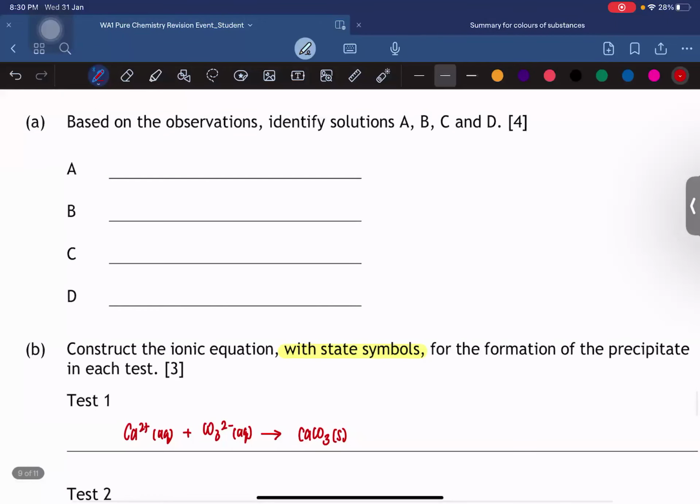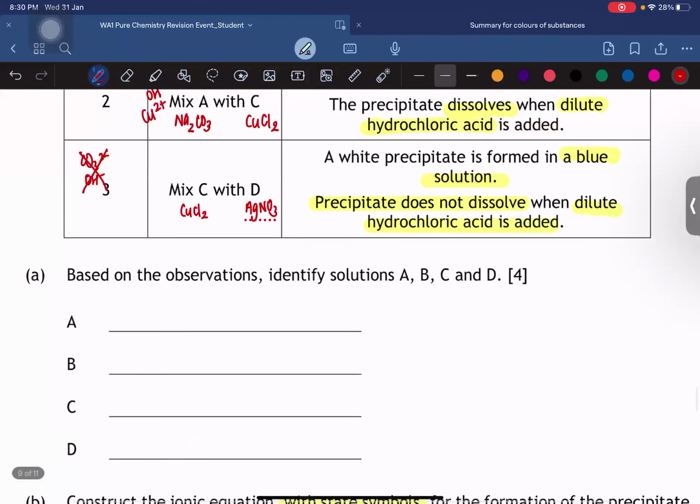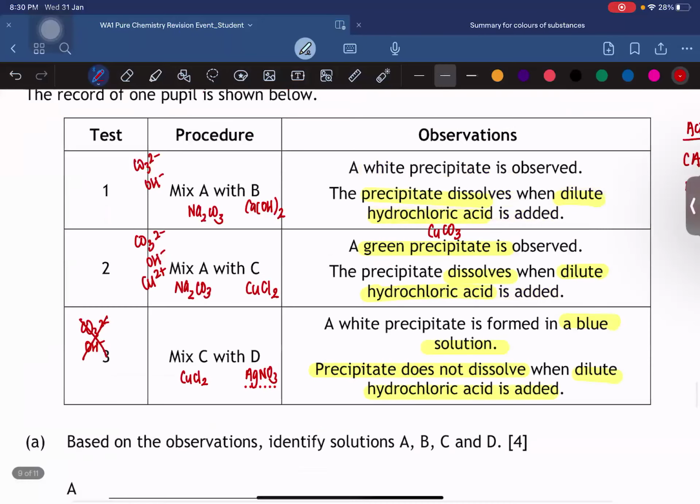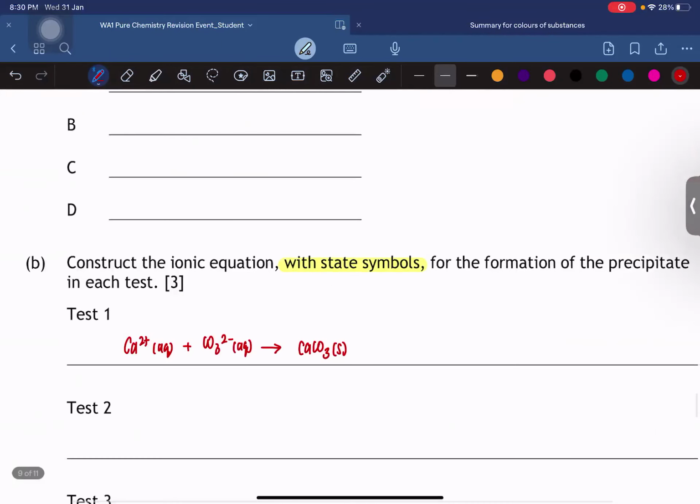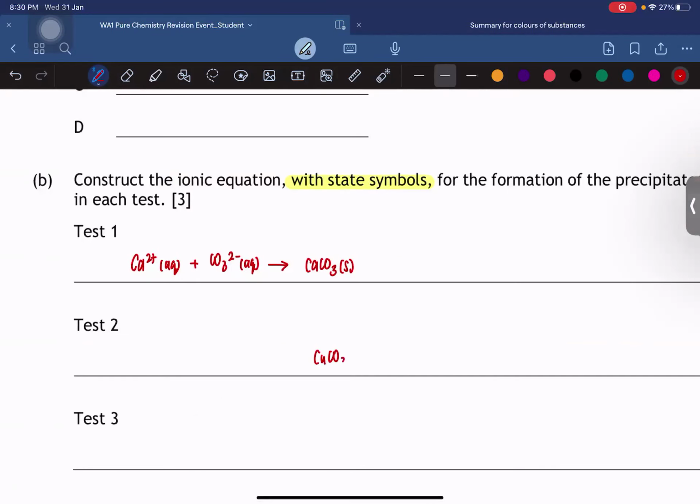Okay, the next one, test two. Done, everyone, for test one? Now, for test two, what is the green precipitate formed here? Copper carbonate. So copper carbonate, CuCO3, solid. What are the ions that form copper carbonate? Copper 2+, as well as CO32-.